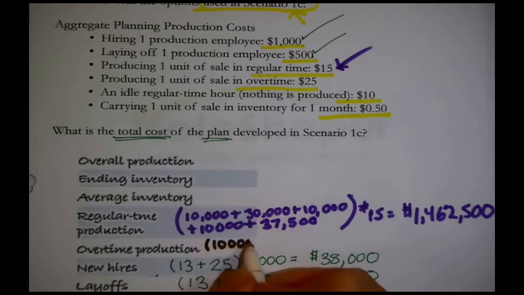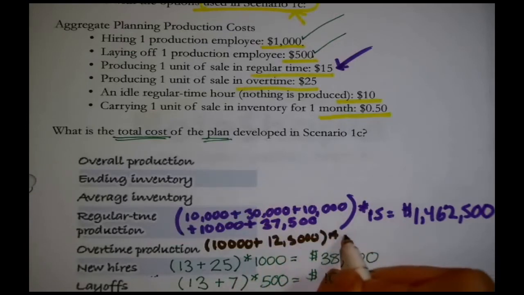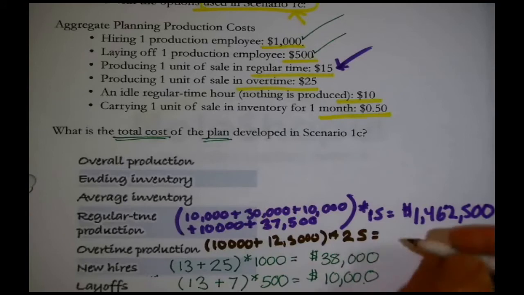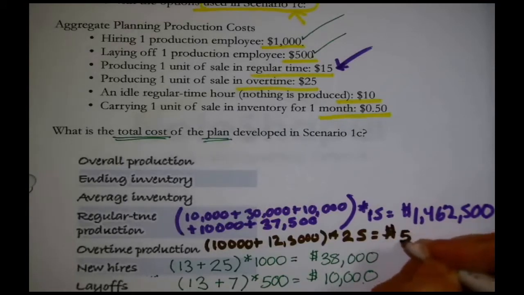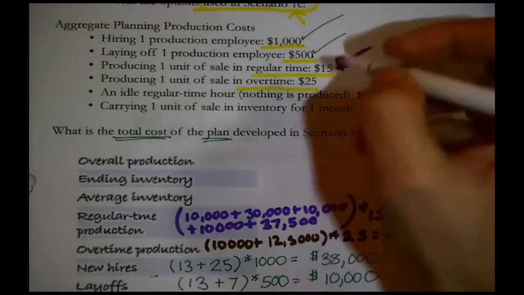10,000 plus 12,500 times 25. Okay, I get 562,500. Okay, well then that's accounted for.